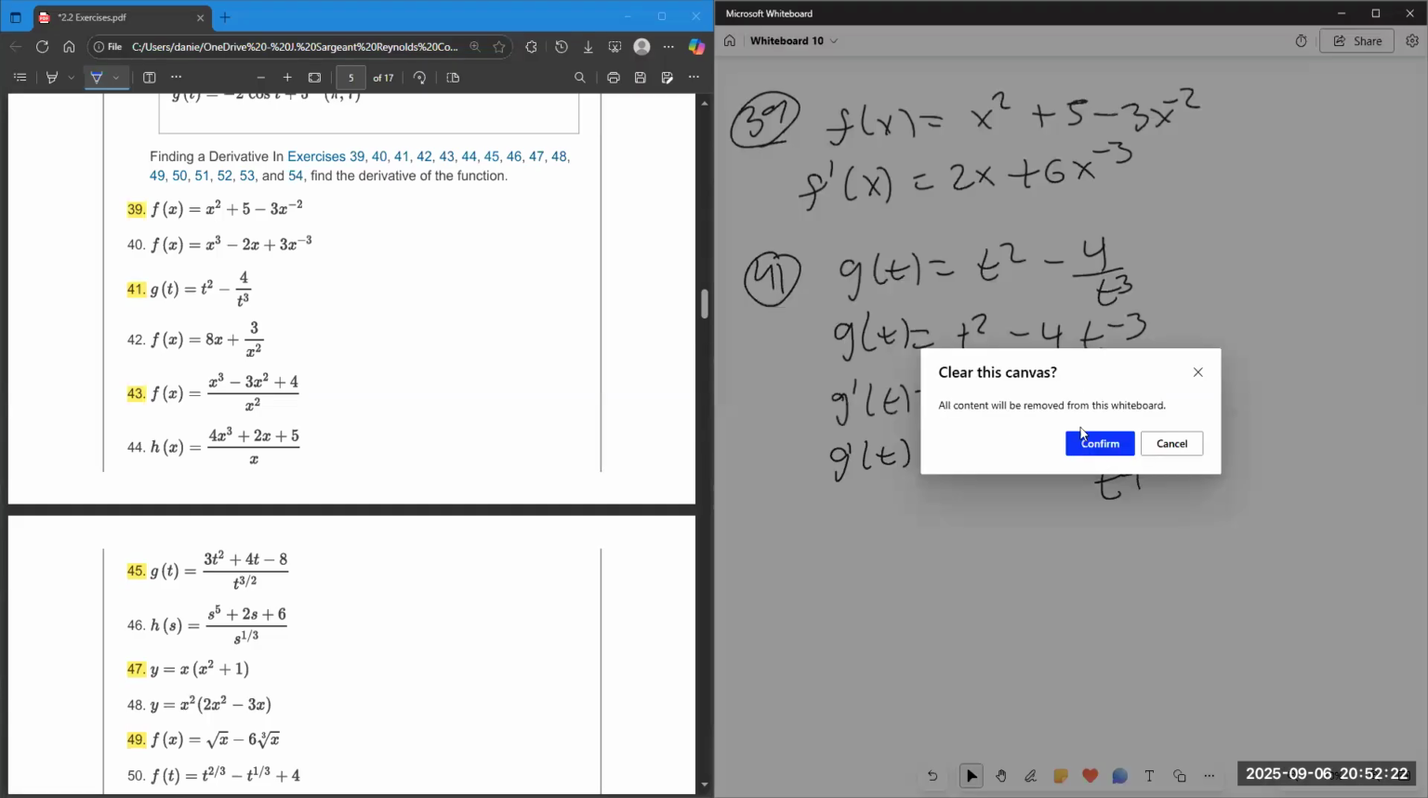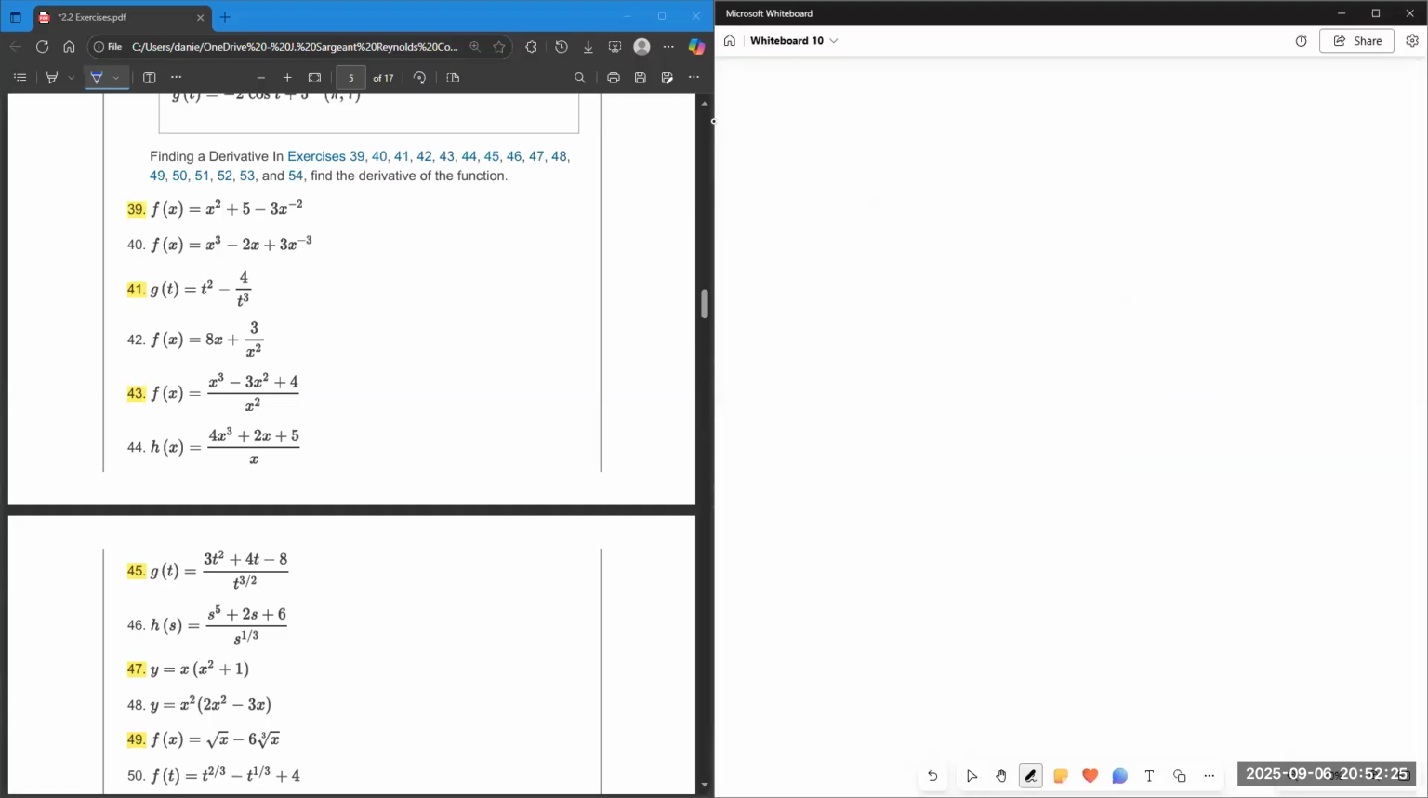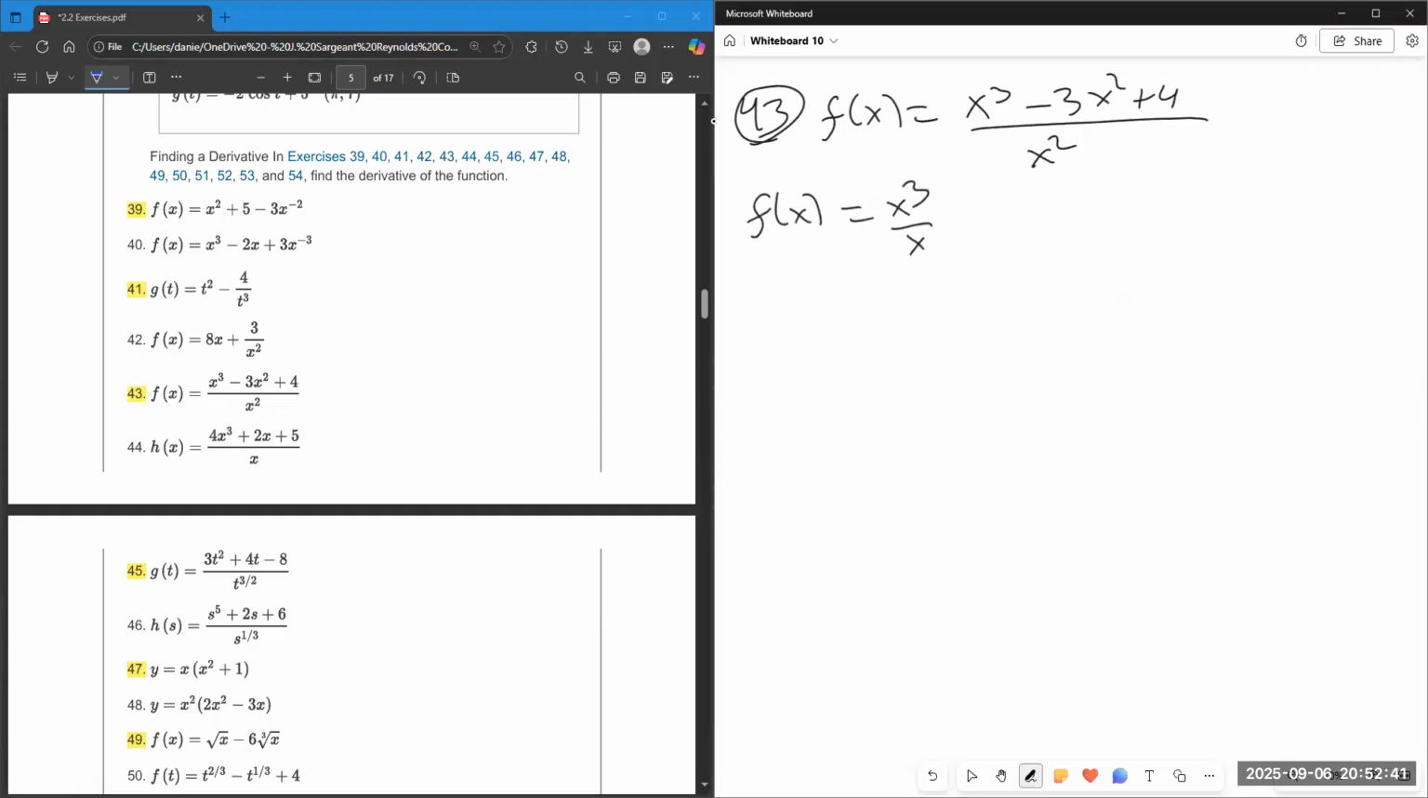Let's erase here. 43. f of x is equal to x cubed minus 3x squared plus 4 over x squared. Because that denominator is a monomial, let's split everything up over our common denominator and simplify.